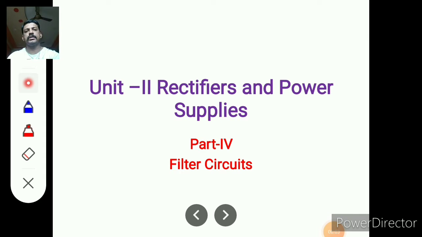Hello friends, now we see the next part of unit 2, rectifiers and power supplies, part 4, filter circuits. Though we use the half wave rectifier, full wave center tap rectifier, and full wave bridge rectifier, they will not convert total AC current into DC current. Some amount of AC part is present in the DC. To remove that AC part from the DC, we use these filter circuits.